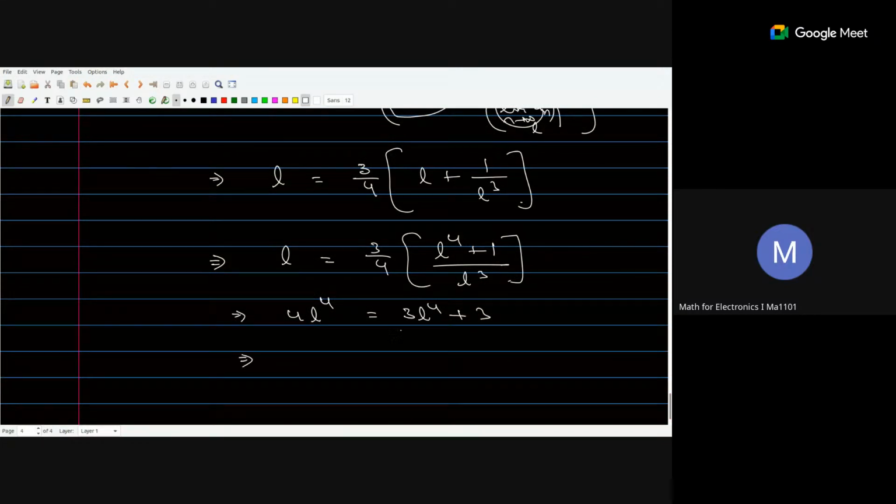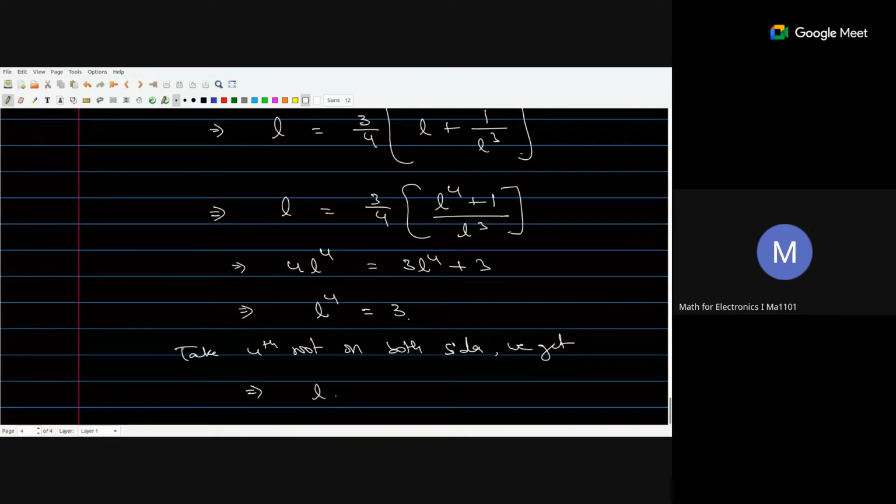And from here, if I bring that 3 L power 4 to the left hand side, I'm going to get L power 4 is equal to 3. So from here, I can take the fourth root on both sides. If you take that, we are going to get L is equal to the 4th root of 3.